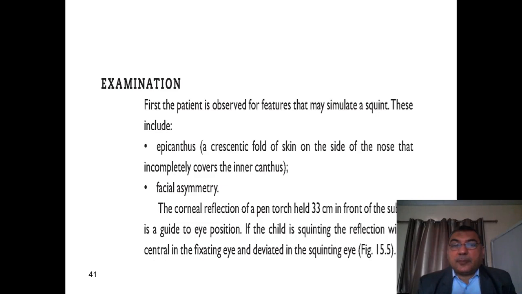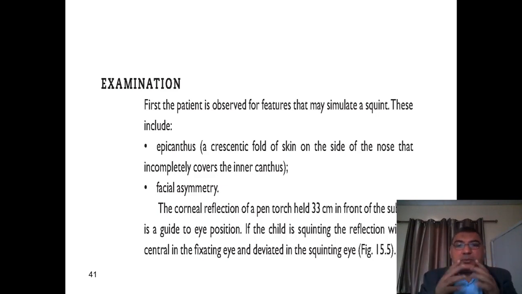But this type is not a true strabismus, because if you put the flash of light, the reflex will be in the center of the pupil of both eyes. So the epicanthus will give you impression that there is strabismus, and you can exclude this type by observation. The first step in examination is observation.